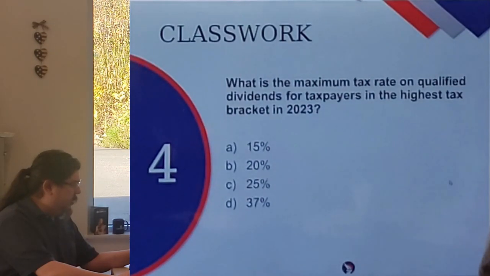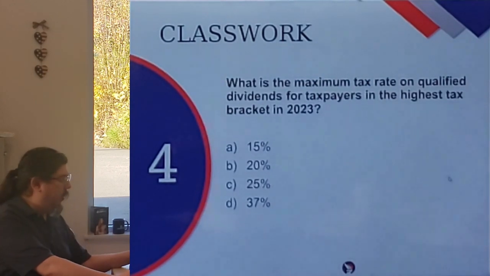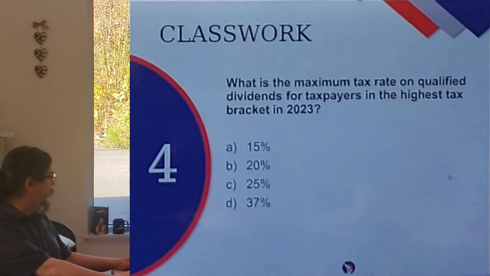Number 4, what is the maximum tax rate on qualified dividends for taxpayers in the highest tax bracket in 2023? Well, the highest tax bracket is 20% for qualified dividends and long-term capital gains.